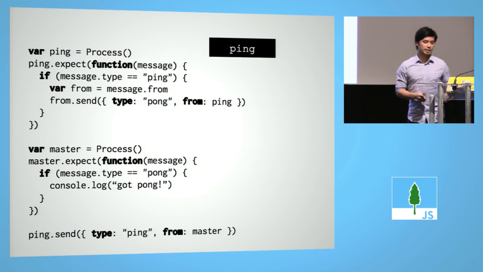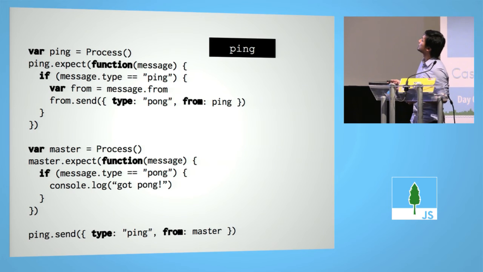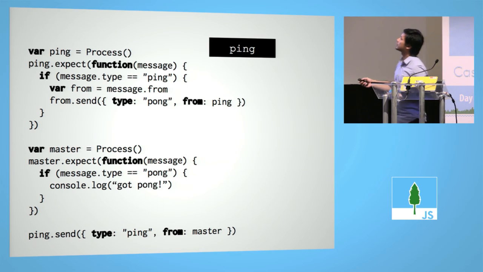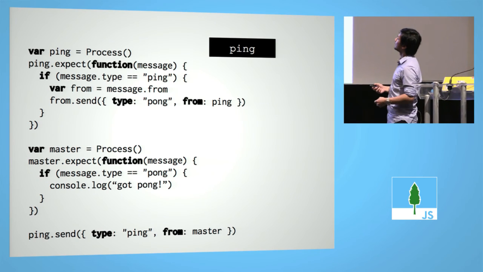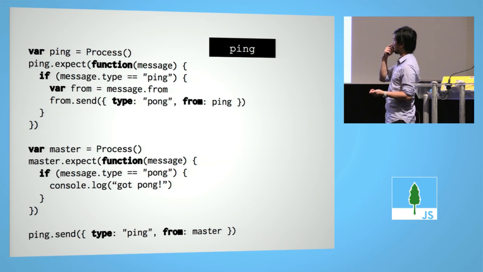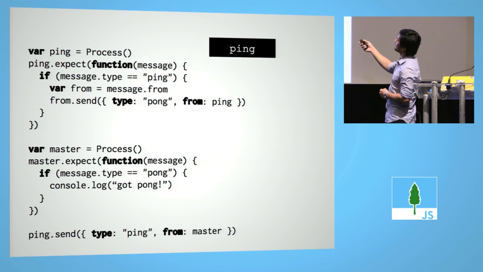So what I want to show you is an example with ping. What we have here is two processes. One is the ping actor that will respond to a ping with a pong message, and the master process that will actually send the ping or receive that pong message. So we're saying that ping expects a message of type ping. At the bottom, we actually send it type ping, and we say this is from the master process.